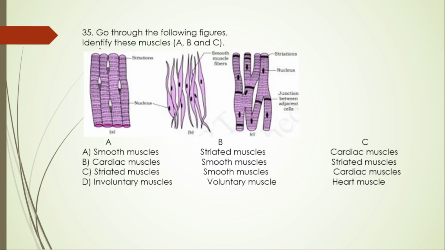Here the diagram is given. Go through the following figure, identify these muscles. This is the 35th question: A, B, and then C. What is A, what is B, and then what is C? A is striated muscle, B is smooth muscle, and then C is cardiac one. So here the right option is option C: striated, smooth, and then cardiac.